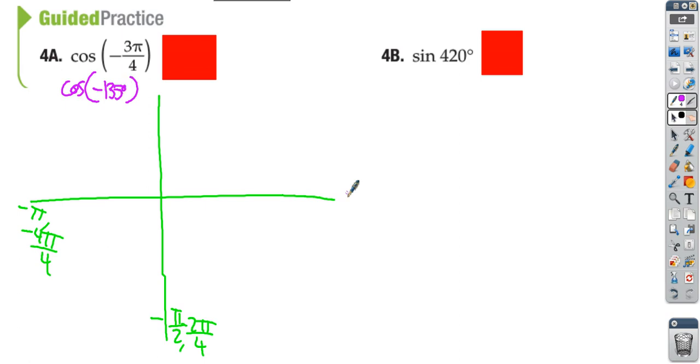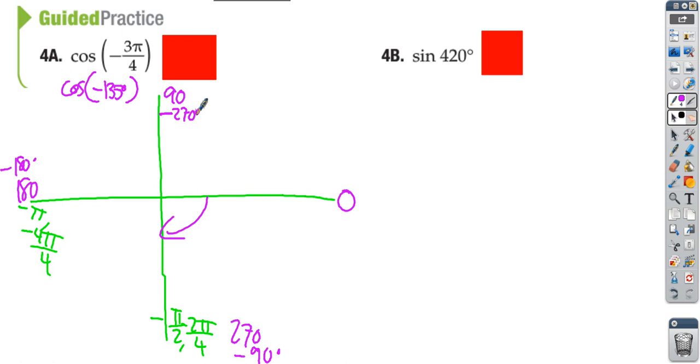Because it's negative, let's go the other way. So this normally would be 90, 180, and 270. But if we're going negative, negative means go this way. So this would actually be negative 90. This would be negative 180. And positive 90 is equivalent to negative 270.